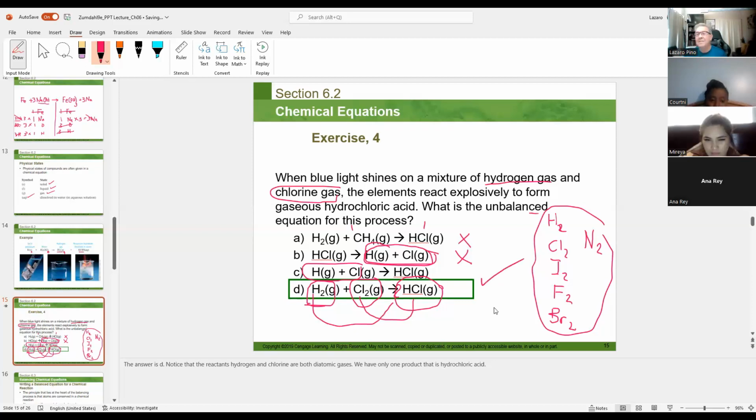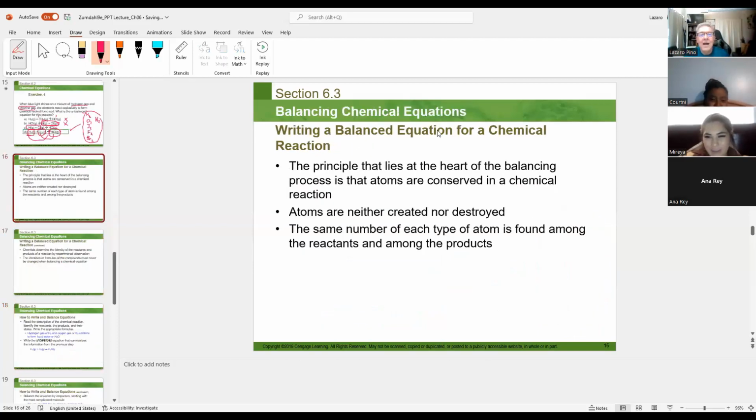And by the way, it's unbalanced. Got it? Questions? No questions? We are going on. Writing a balanced equation for a chemical reaction. Well, as I told you, atoms are neither created nor destroyed. Then you have the same number of atoms in the reactants as in the products. Let's continue.